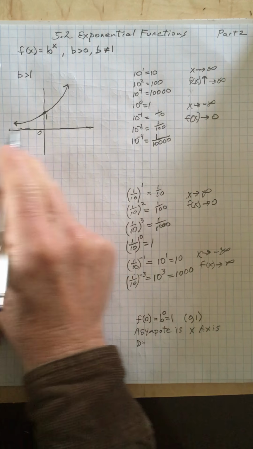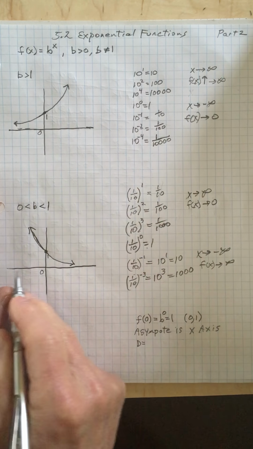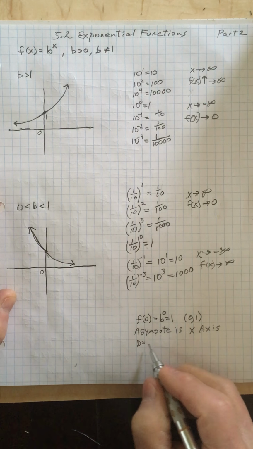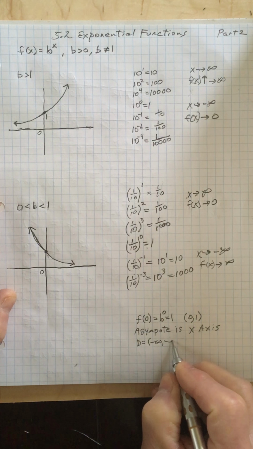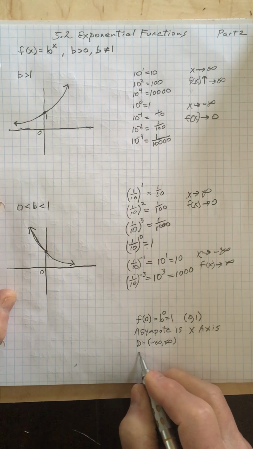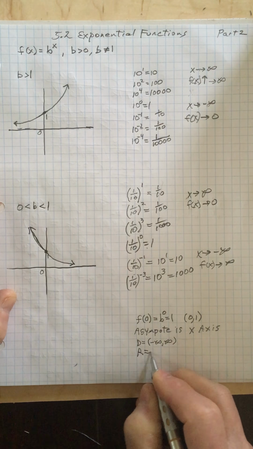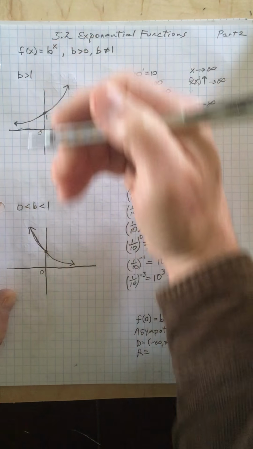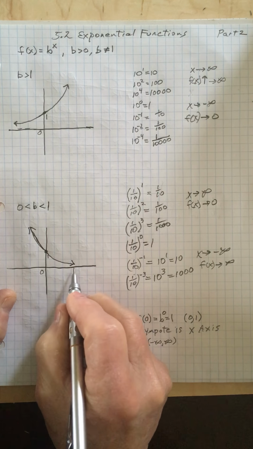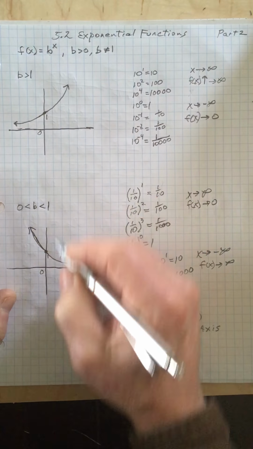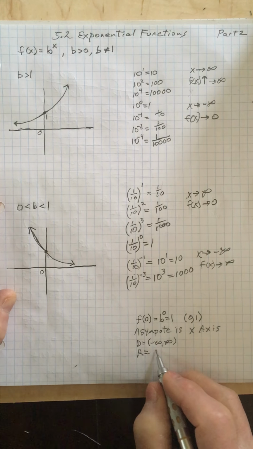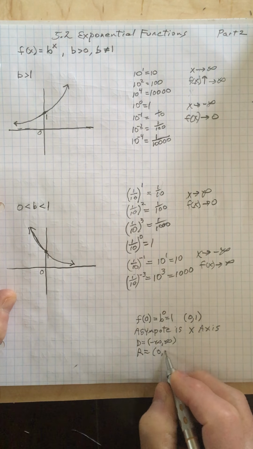The domain is any x value you want. Doesn't matter what b is. So the domain is always minus infinity to plus infinity. And then the range, again, regardless of what b is, starts just above 0 and goes to infinity. So the range looks like this.